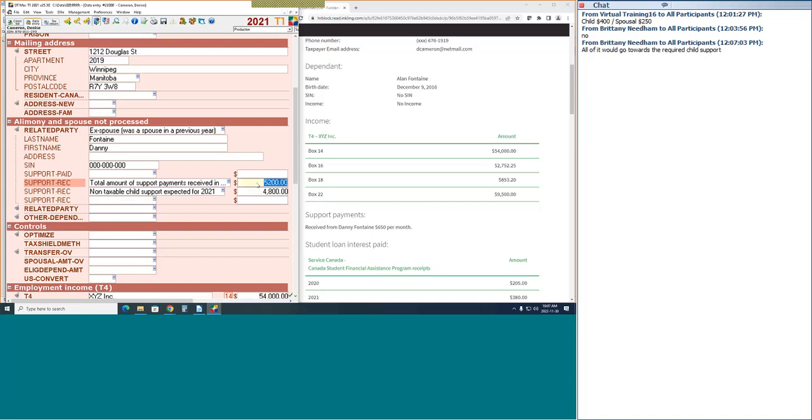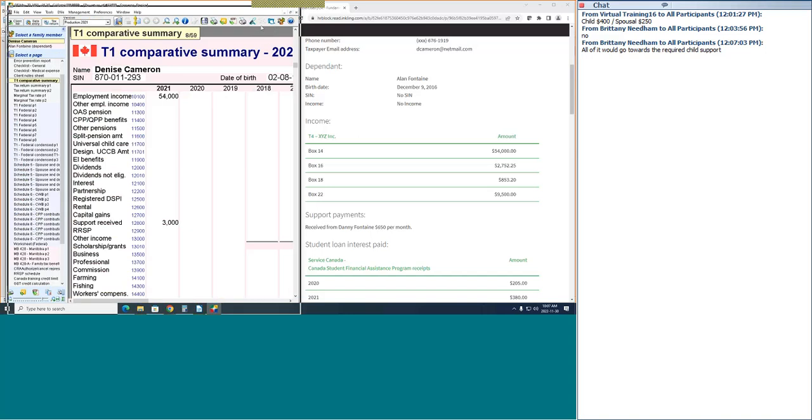Similarly, if he only paid 1 month, but he was required to pay 12, that is what it would look like. Okay. In this case, he did pay 12, so I'm going to go back and fix that. What will that do on the tax return?